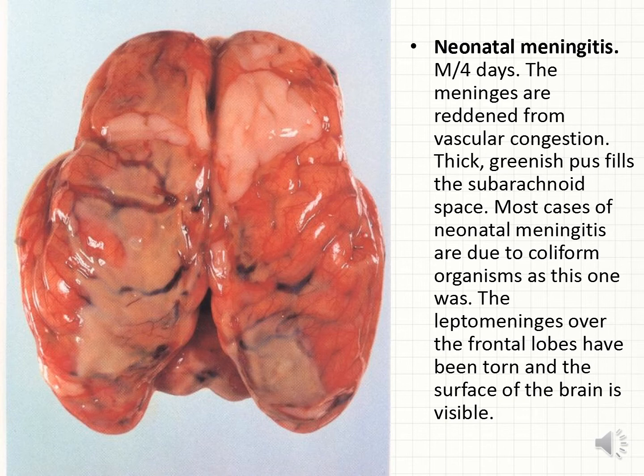Another picture of neonatal meningitis. Male patient, 4 days old. The meninges are reddened from the vascular congestion. Thick greenish pus fills the subarachnoid space. Most cases of neonatal meningitis are due to coliform organisms, as this one was. The leptomeninges over the frontal lobes have been torn and the surface of the brain is visible.